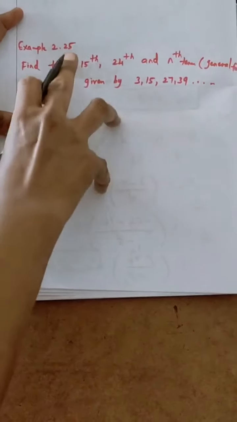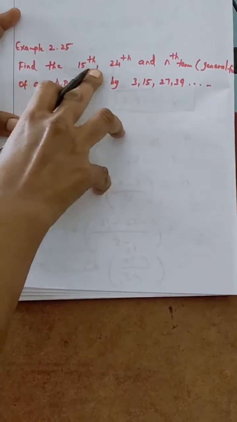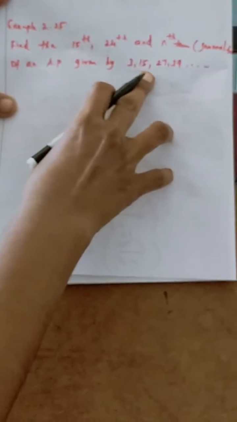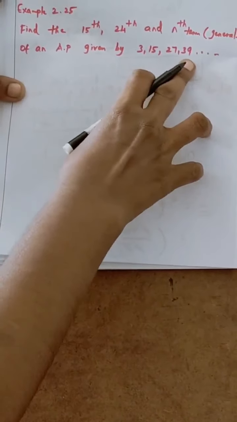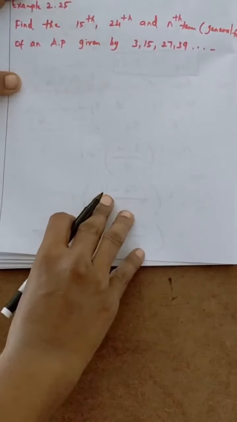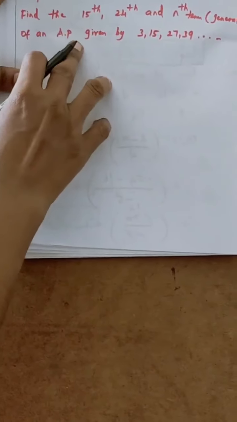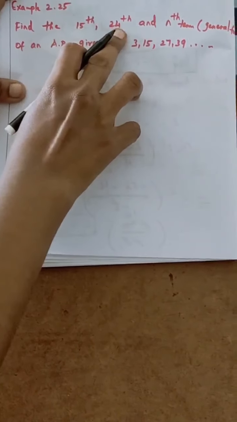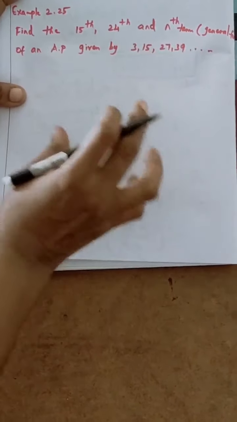Example 2.25. Find the 15th, 24th and nth term. The nth term is a general form. The AP is given by 3, 15, 27, 39 up to etc. So the sequence is given. This question has 3 parts: find the 15th term, the 24th term and then the nth term. So the general form is applied.